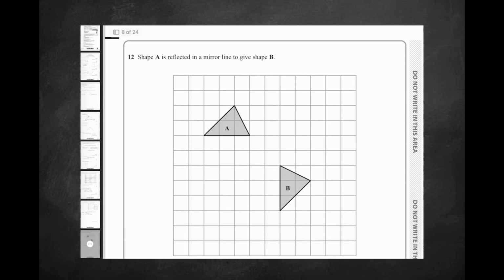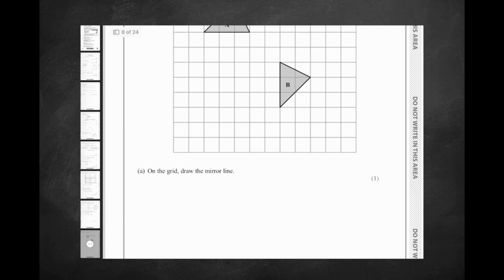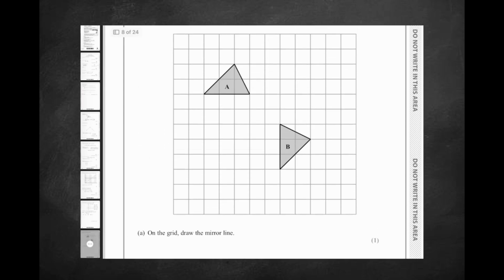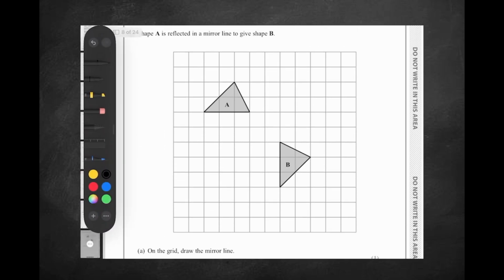Question 12. Shape A is reflected in a mirror line to give shape B. On the grid, draw the mirror line. So we can see that this point here has been reflected to this point here. This point here has been reflected to this point here. And this point here has been reflected to this point here. So we need to draw a line that's perpendicular to all 3 of these lines here.